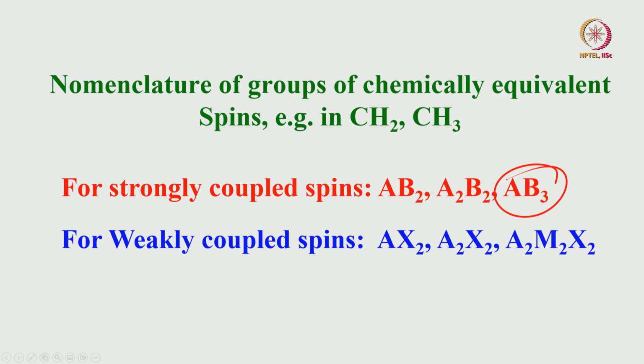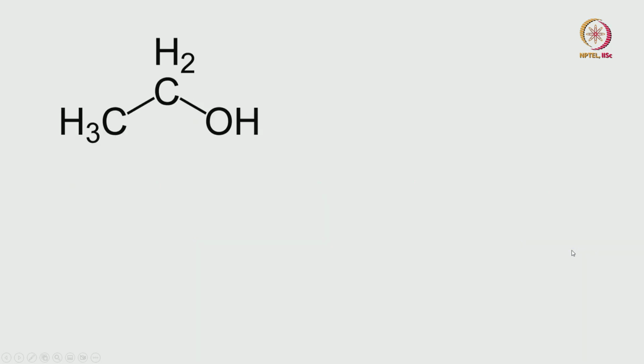AB3: A and B are strongly coupled, but in B there are 3 equivalent protons, that is why the subscript is 3. The same thing we can do for weakly coupled spins. I can call it AX2, A2X2, A2M2X2. In AX2, there are 2 protons which are chemically equivalent, that is the subscript 2, and A and X are weakly coupled. Similarly, in A2X2, 2 protons are chemically equivalent here, and 2 here, but A and X are weakly coupled. Same thing for 3 coupled proton groups, where 2 are equivalent here, 2 here, and 2 here. A and M are weakly coupled, M and X are weakly coupled, A and X are weakly coupled. So this is the nomenclature we use.